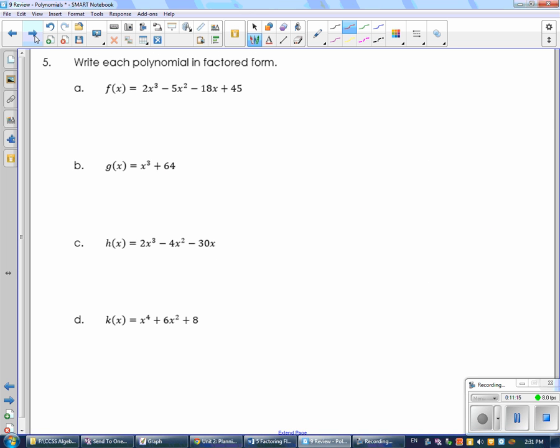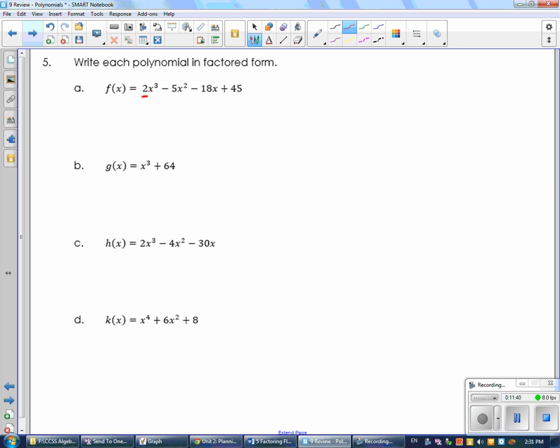Number 5, this has to do with factoring. And so I'm going to review some of the factoring rules that we talked about today in class. The first thing you always want to do is factor out a greatest common factor. So if I look at letter A, the easiest way to do this is just to look at if you have a coefficient in the first term. In this case, I have a 2. If I have a greatest common factor, it's going to have to be a 2 or an x.